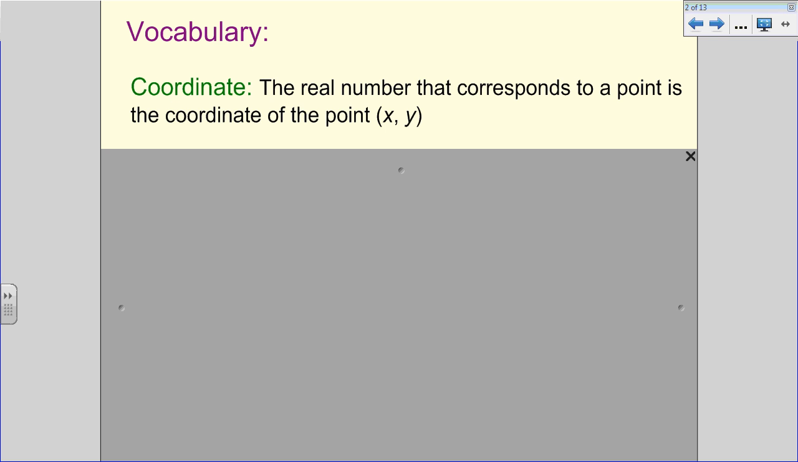We're going to start with our vocabulary. Coordinates: the coordinate is the real number that corresponds to a point. So that's our x comma y, and that's what we're used to seeing from Algebra 1.